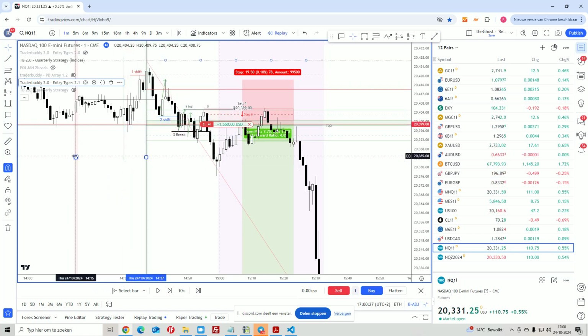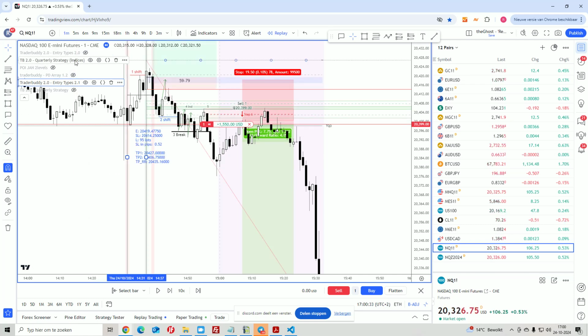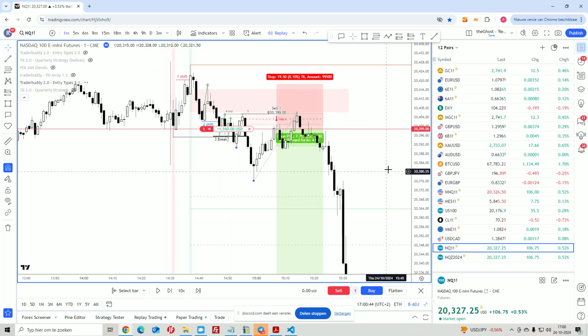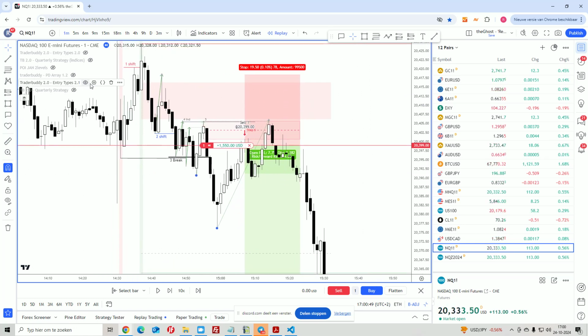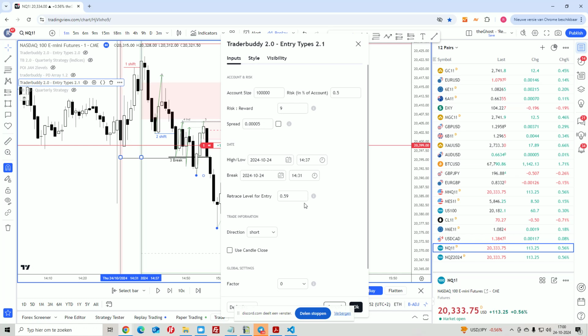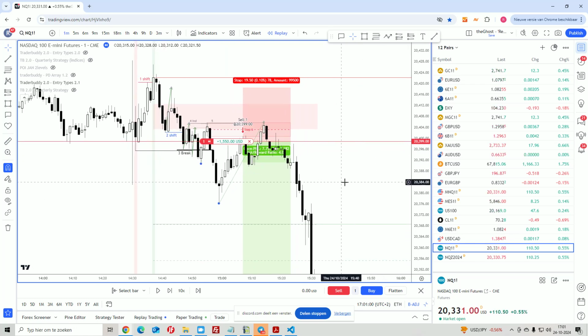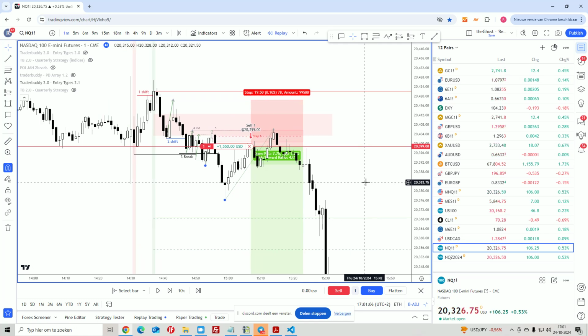So this was our entry. This was our swing low. Let's get most of this out of the way. We were looking for a short. Okay. And we didn't touch it, so we need to do the candle close. Okay. And that's too bad, it didn't touch it. Why not?